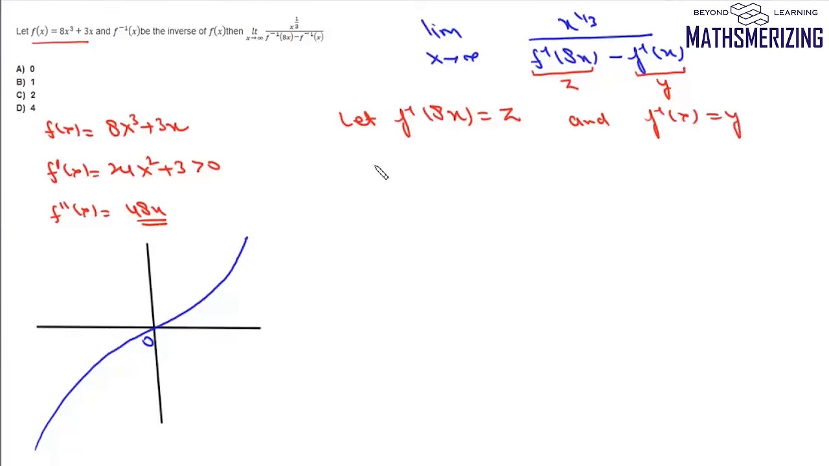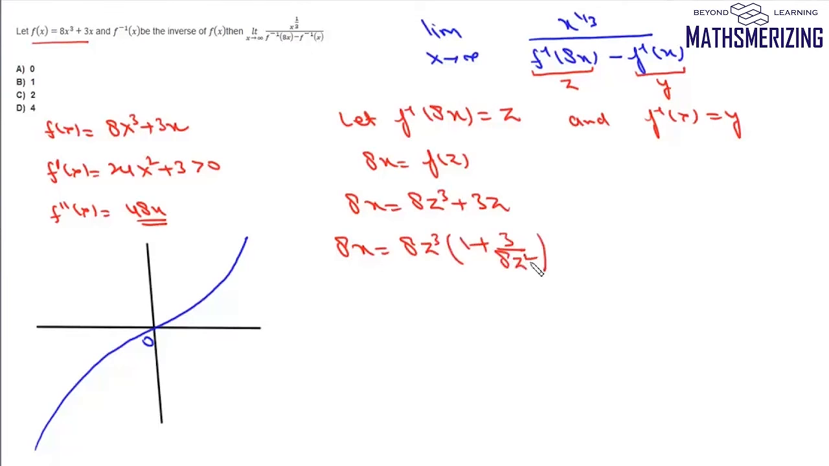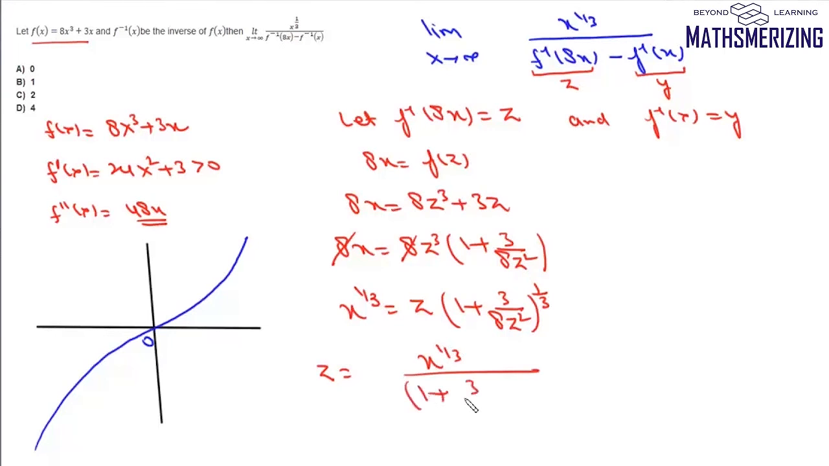Now we can write f inverse of 8x equals z as 8x equals f(z). Now what's f(z)? f(z) will be 8z cube plus 3z. So we can write this as 8x equals 8z cube plus 3z. Now we'll take 8z cube common. So we'll write 8x equals 8z cube times 1 plus 3 by 8z square. Now we'll cancel this 8 with 8 and we'll take the cube root on both sides. We can write x to the power 1 by 3 equals z times 1 plus 3 upon 8z square to the power 1 by 3, or we can express z as x to the power 1 by 3 upon 1 plus 3 by 8z square to the power 1 by 3.